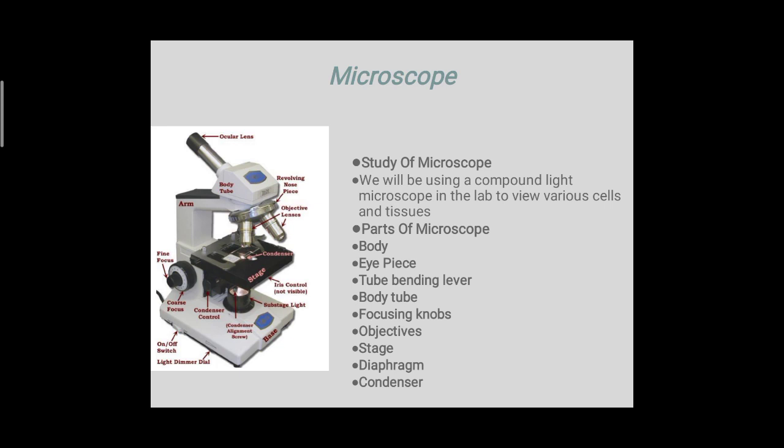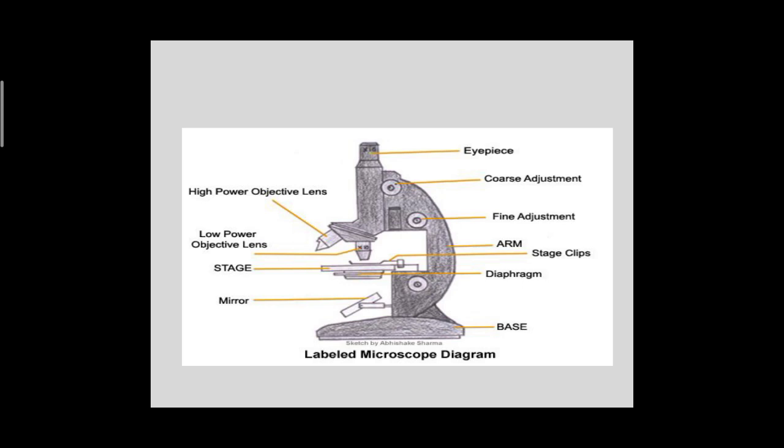Then there come the focusing knobs. We have two knobs, one for coarse adjustment, the big one, and the small one is for fine adjustments. And there come the objective lenses. They are low power lens, high power lens and oil immersion lens. This is the diagram which you have to draw in your practical notebooks and label it accordingly. Here you can see there is a stage, and stage is basically to hold a slide, and there are clips to adjust the slide on the stage, and there is a diaphragm to adjust the amount of light, and the base.